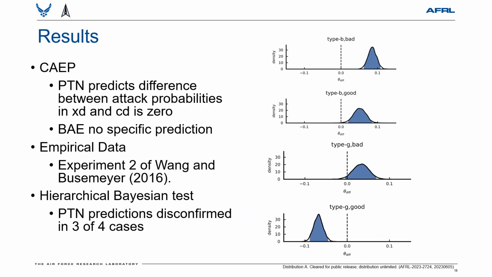Next, we tested the CAEP using data from experiment 2 reported by Long and Busmeier 2016. Recall that the PTN predicts that the difference in attack probabilities in the XD and CD conditions is 0 given the same face type and category. The BAE does not make a specific prediction for the CAEP. We use a hierarchical Bayesian model to test the CAEP. The figures on the right show the group posterior difference in attack probability for each combination of face type and category. The dashed line represents the PTN's prediction of 0 difference. In 3 of the 4 tests, the 95% highest density interval does not include 0, which contradicts the predictions of the PTN.